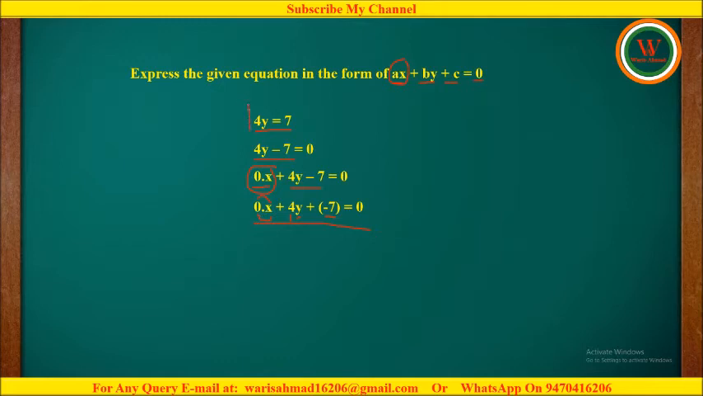Since our question is 4y is equal to 7, it contains only a single variable, but we have to convert it into the form of ax plus by plus c is equal to 0. So the final solution of this question is 0 into x plus 4y plus under bracket minus 7 is equal to 0.